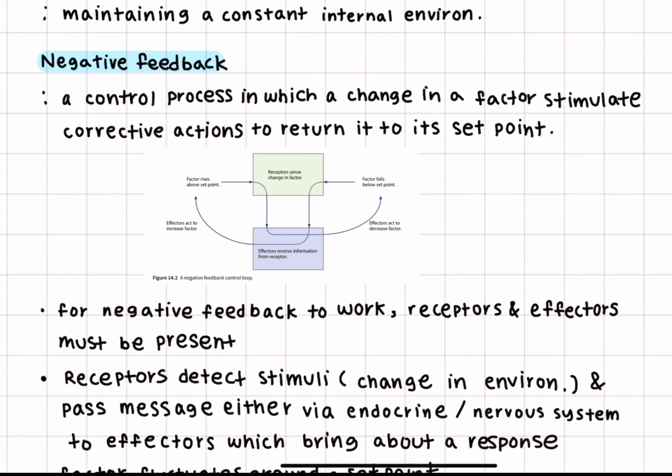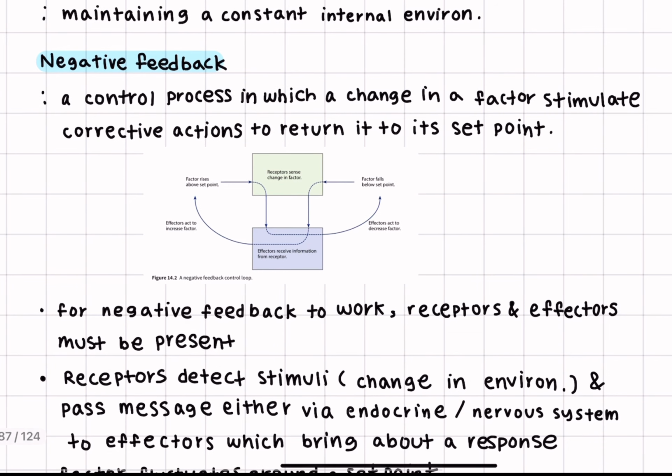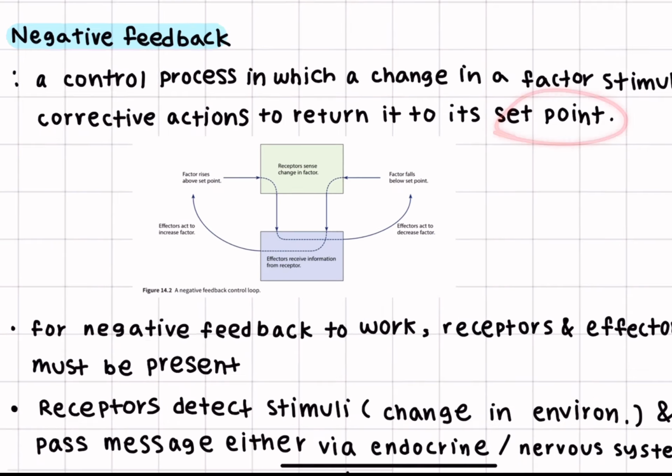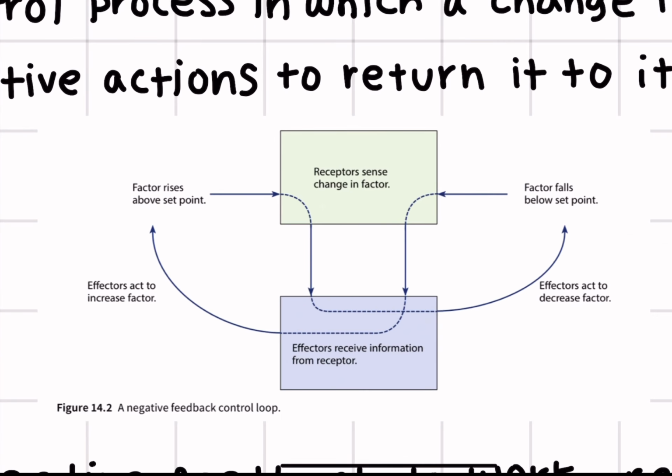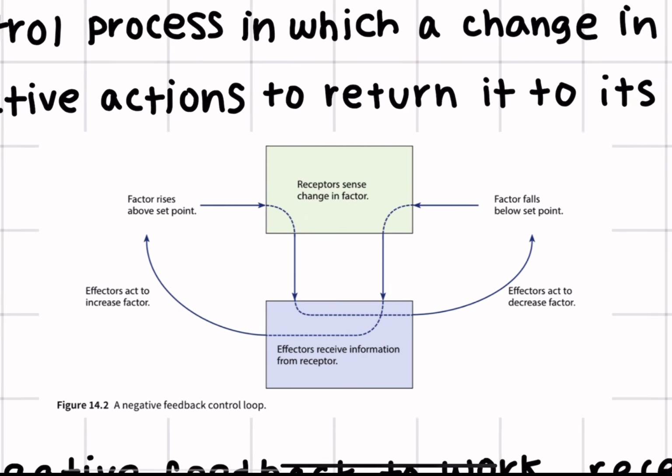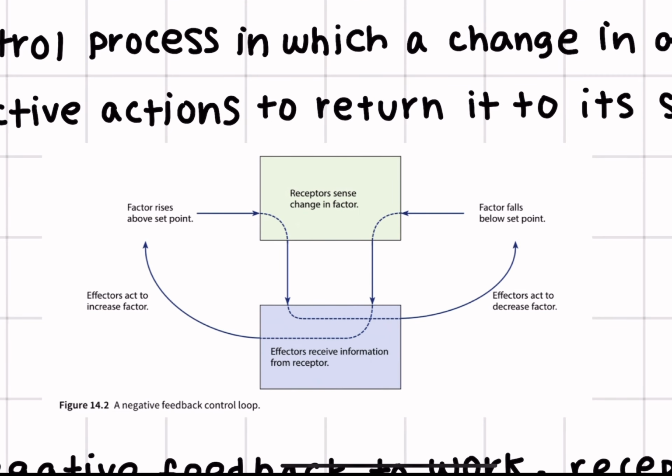Negative feedback is defined as a control process in which a changed factor stimulates corrective actions to return to its set point. For example, when the factor rises above the set point, receptors sense the change in the factor and then bring about the corrective actions. The one that brings about corrective actions is called the effector, so the effectors act to decrease the factor, so that the factor just remains at a set point, a constant level.